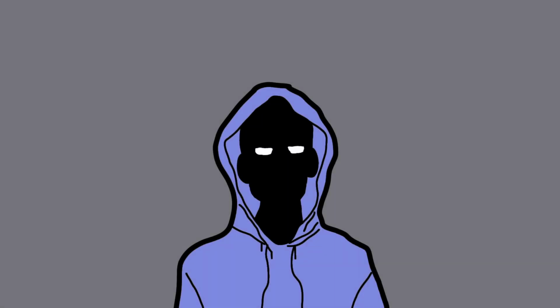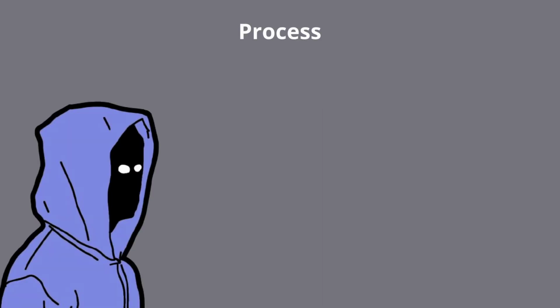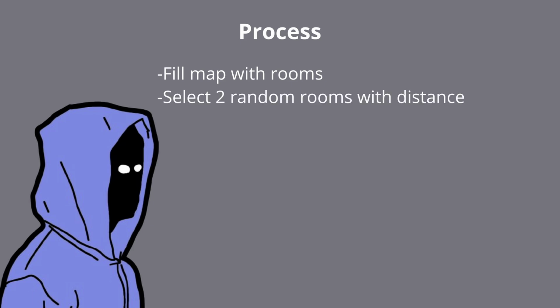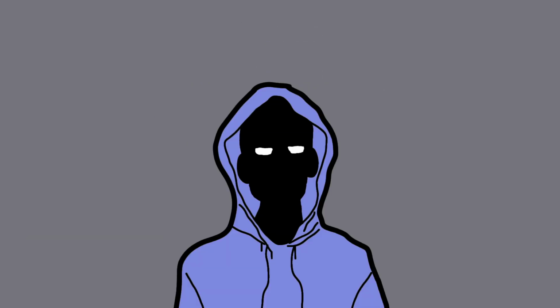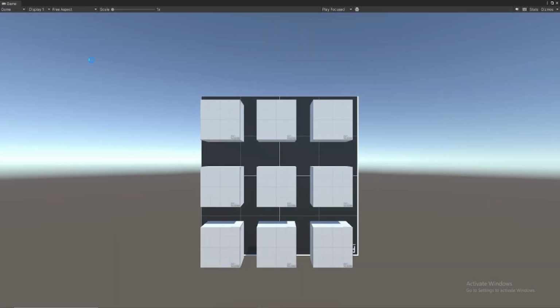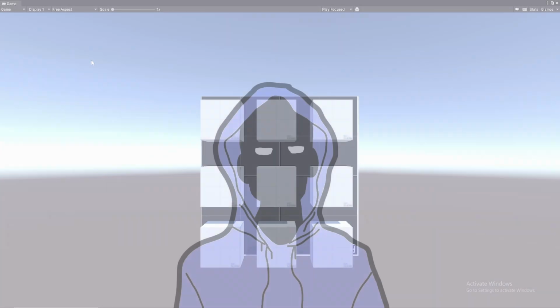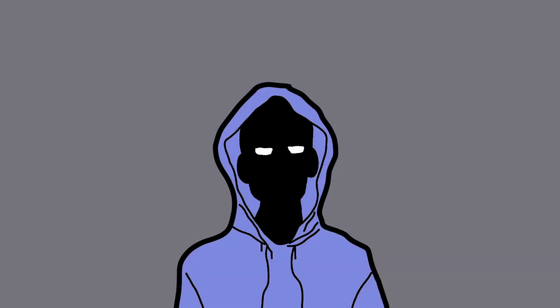But now came the absolute worst part of this entire endeavor, the map generation. My process for this would be to fill the map with rooms, select 2 random rooms at a distance from each other, then set them as a start and end points. To start going about this, I made a 3x3 grid using cubes. These would end up being my visualization for the entire time I was making this system.